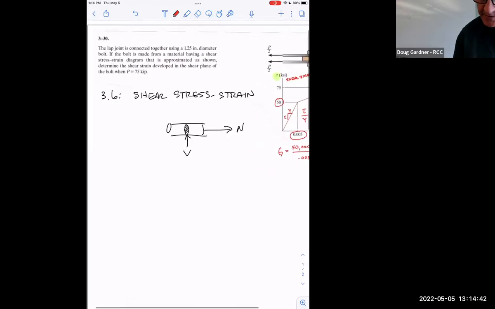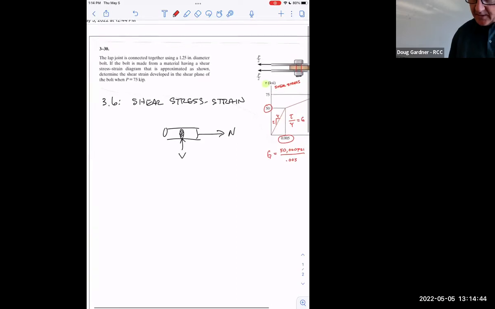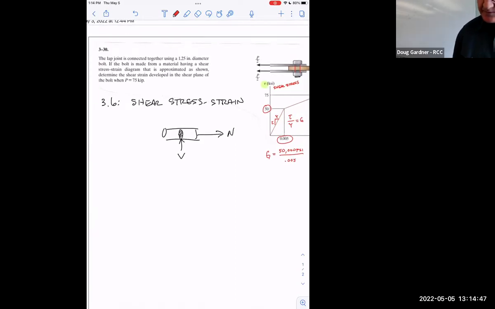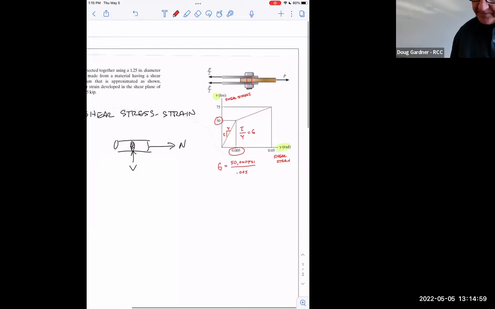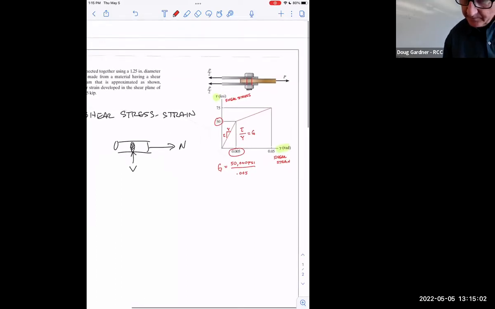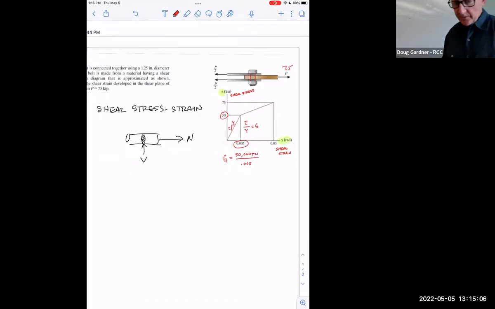So determine the shear strain developed in the shear plane of the bolt. Is that a confusing statement to you? I think it is to me a little bit. Determine the shear strain developed in the shear plane of the bolt with 75 kips on it. Yeah, totally mathematical, Dr. Seuss. Well said.